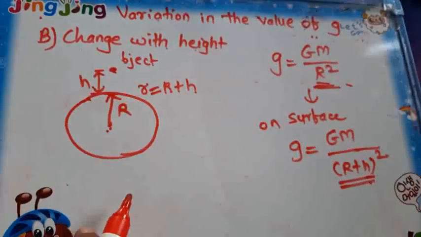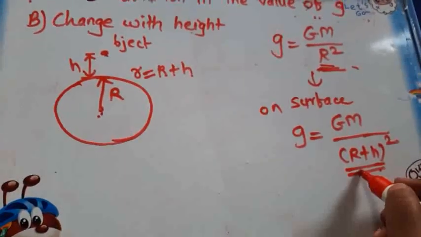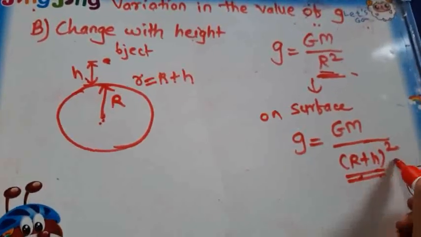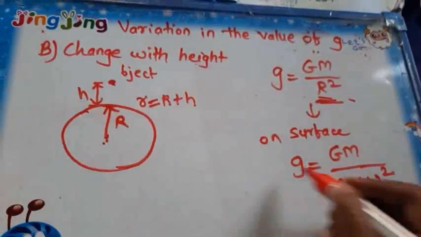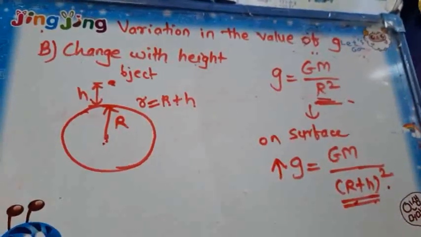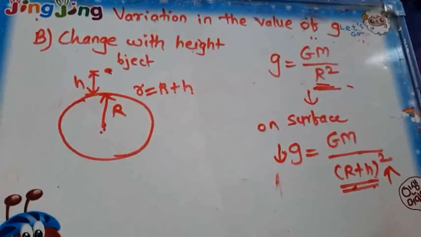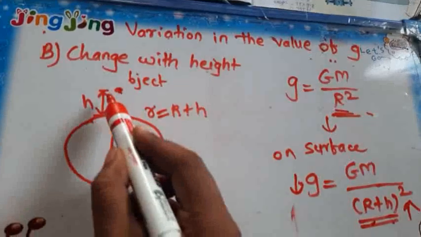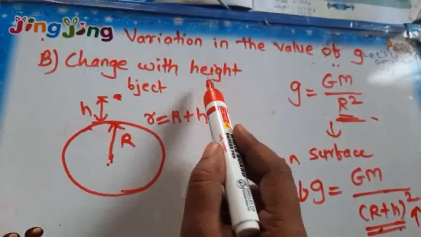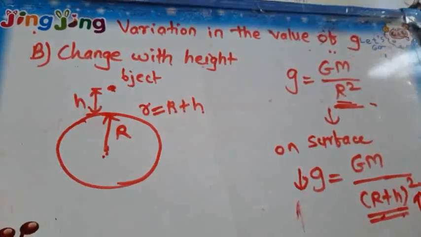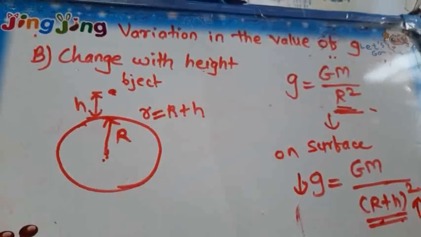Now what is the change we will see? Here also we can see that as distance increases from the surface of earth, the value of acceleration due to gravity will decrease as distance increases. Thus, as we go to higher heights, acceleration due to gravity will decrease.